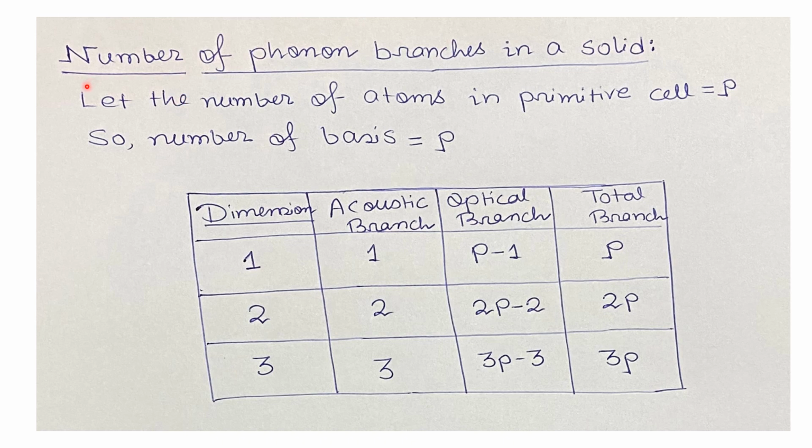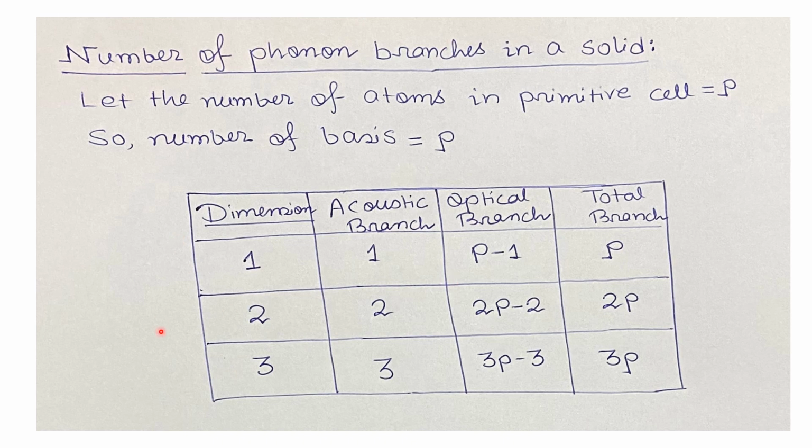Now let us discuss the number of phonon branches in a solid. Let the number of atoms in the primitive cell of the solid be P. So basically the number of bases in the primitive cell is P. Now let us follow this chart. For one dimension, the total number of phonon branches will be P, where P is the number of bases. In one dimension only one acoustic branch is possible, so the remaining phonons will be in optical branches. So the number of optical branches will be P minus 1.